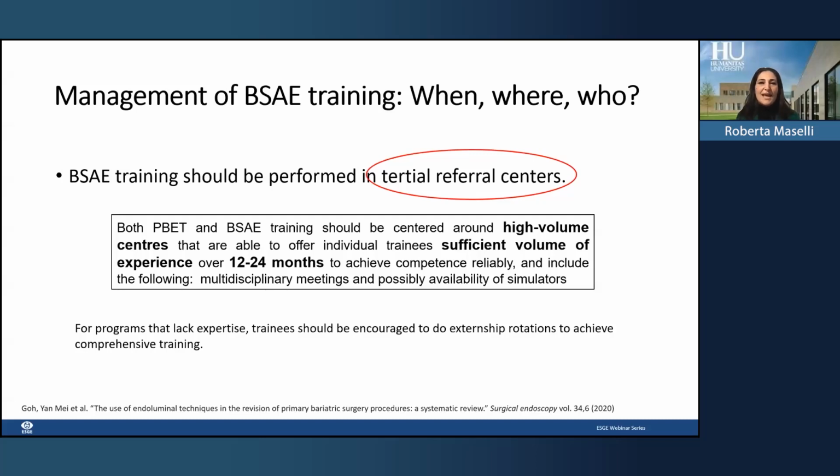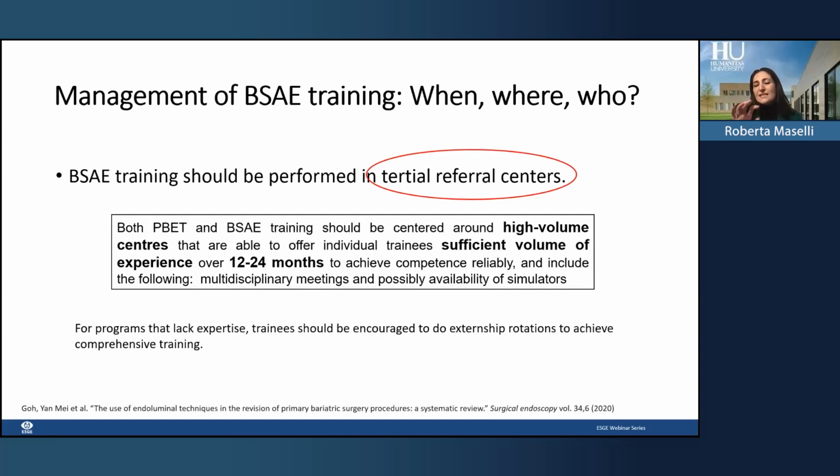I mean that you can have a patient that comes back in emergency for a complication of bariatric surgery, and you are not in a referral center, so will you be able to treat it? Do you have the competence?